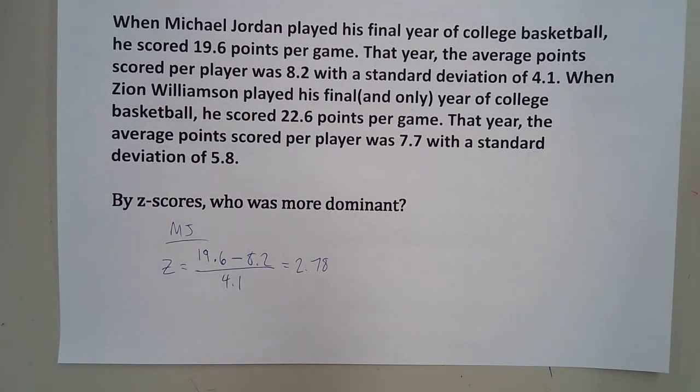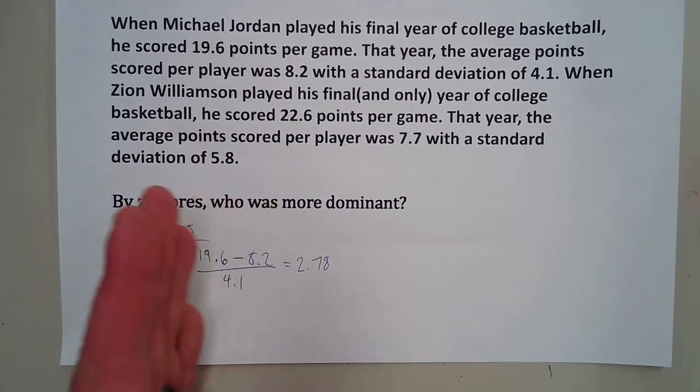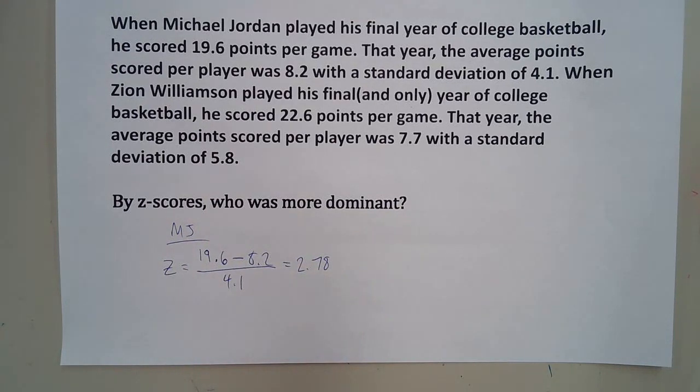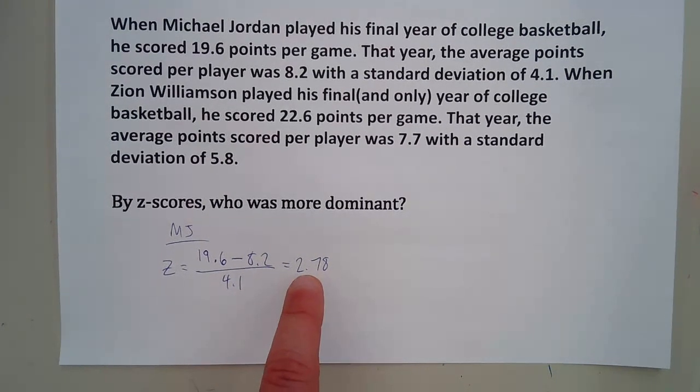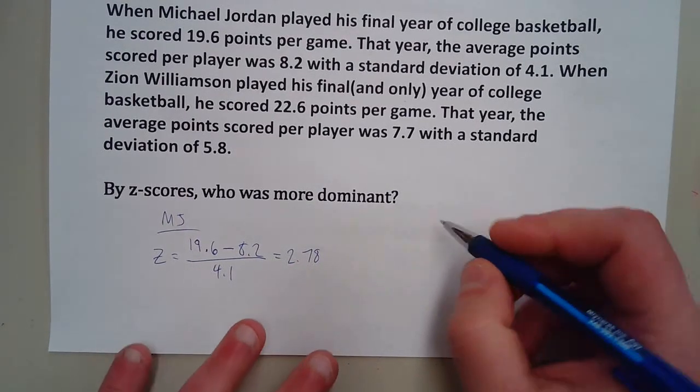2.78, which again, just to put it into perspective, remember, when you start getting above 2 and close to 3 in z-scores, if you're above that third z-score, you're in that third tier of the empirical rule, which means you're better than 99.7, 99.85 percent of the people. So this is really good. It means he was better than nearly everybody playing basketball that year, scoring more than them.